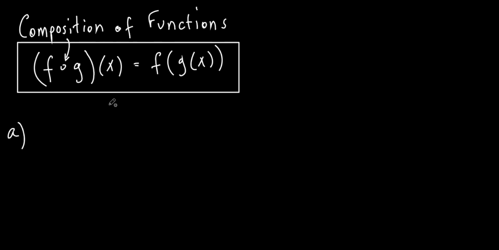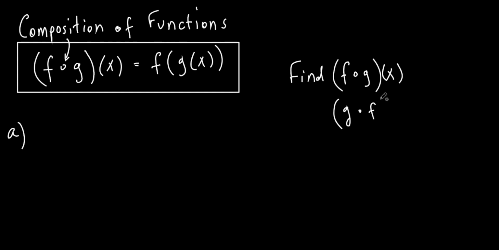So we're going to do 2 things. Let's write it right here. We're going to find f composition g of x, and then we're also going to find g composition f of x. All right, so the first one, part A, is this one right here. Find f composition g of x.